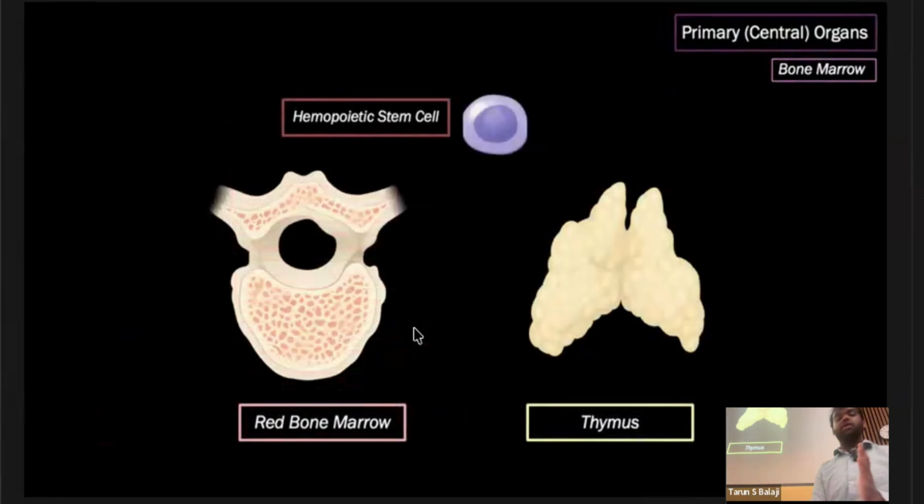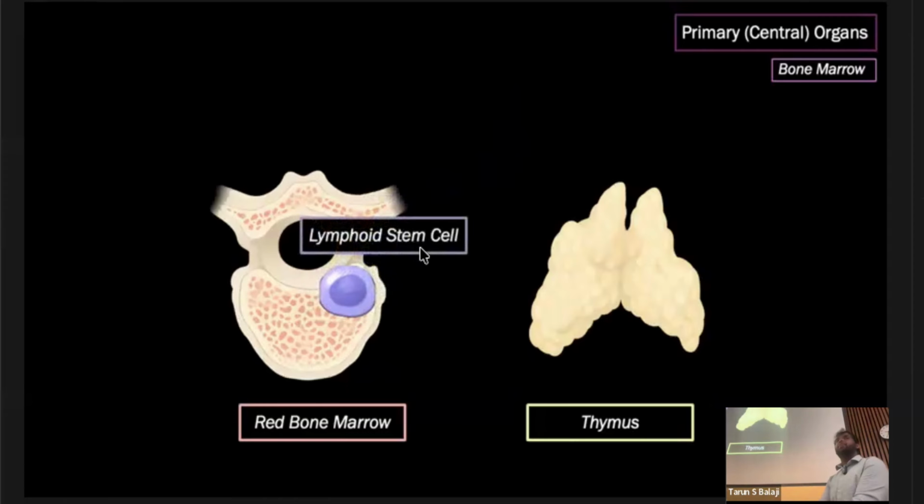Let's go all the way back and talk about your hemopoietic stem cells. These are stem cells that can pretty much become any type of cell in the bloodstream. Your hemopoietic stem cell can become a red blood cell or a white blood cell. But in order for it to become a lymphocyte, it must commit to becoming a lymphoid stem cell. Once it becomes a lymphoid stem cell, it can only become one type of lymphocyte, either a B lymphocyte, a T lymphocyte, or a natural killer cell.